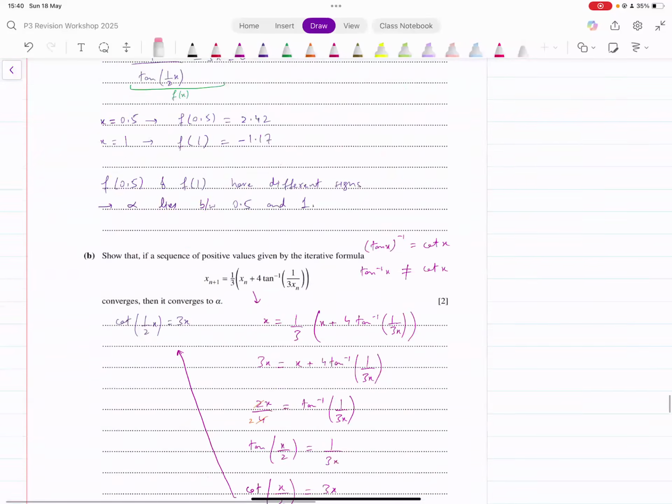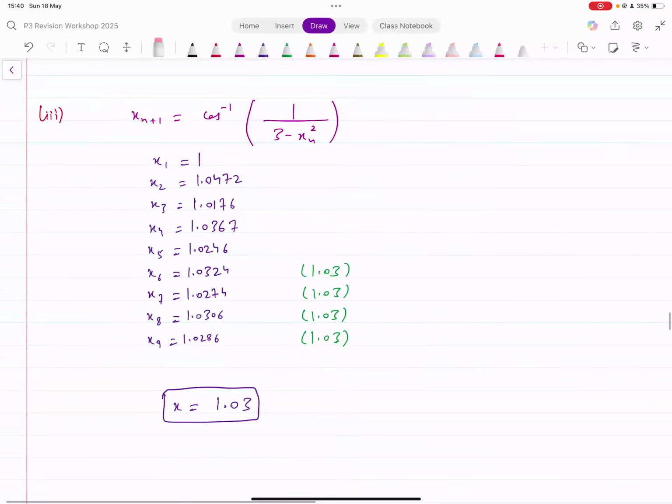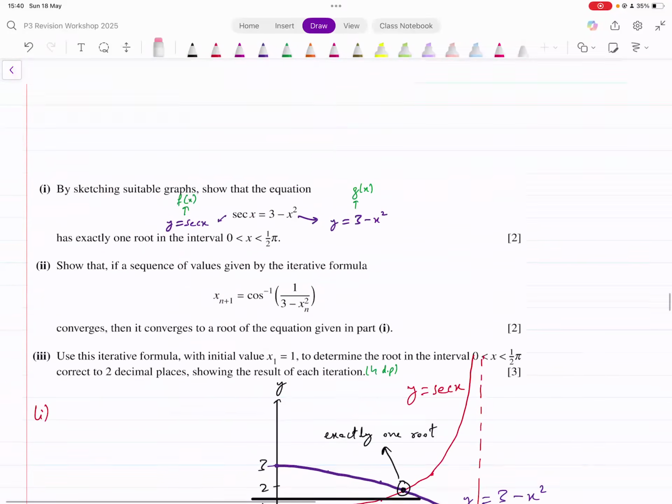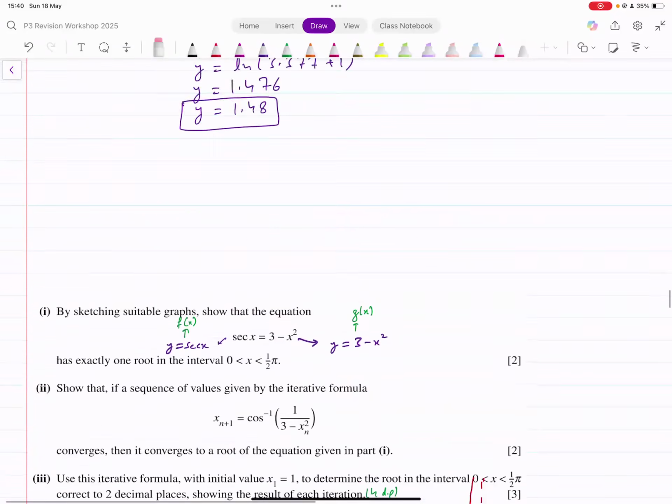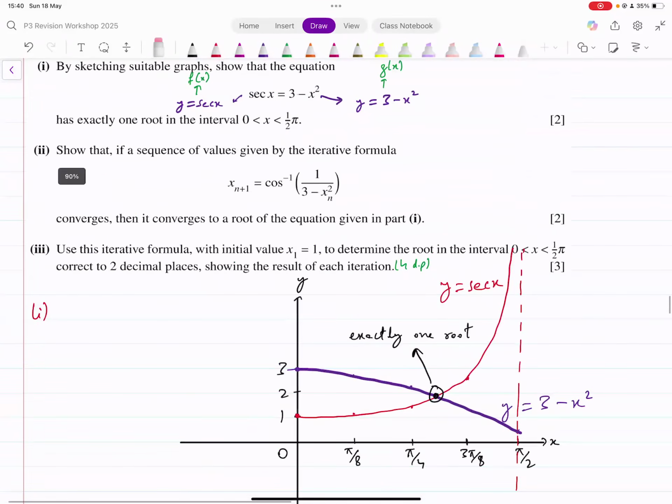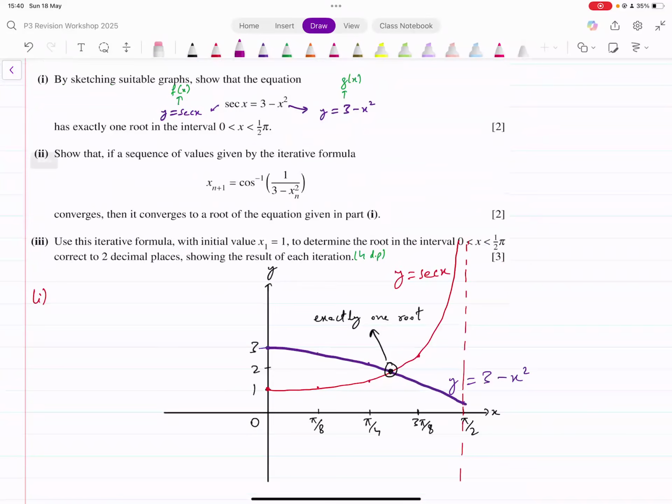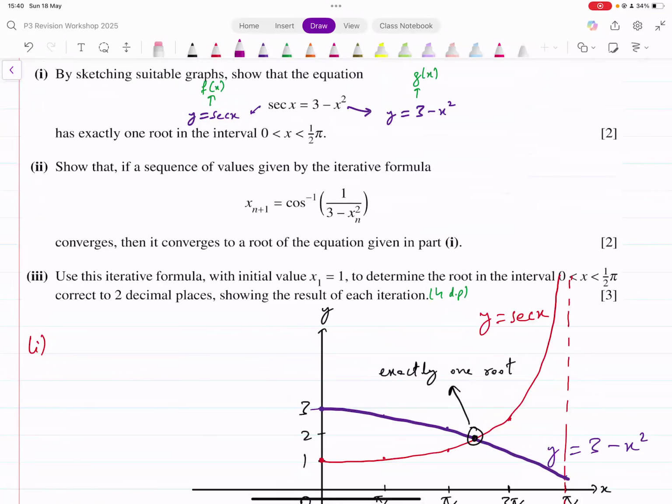Okay, a few more examples, and then we end. Let me just see if there's anything different anywhere. Let's just show the solutions. Okay, this is another equation that we have. Secant x equals 3 minus x squared.